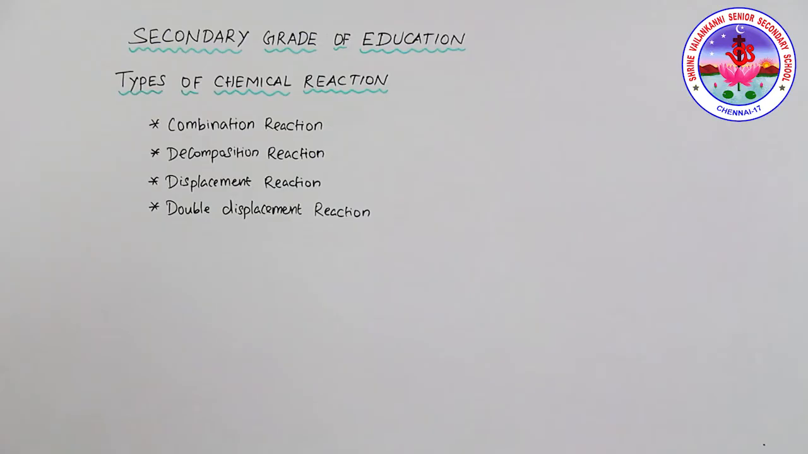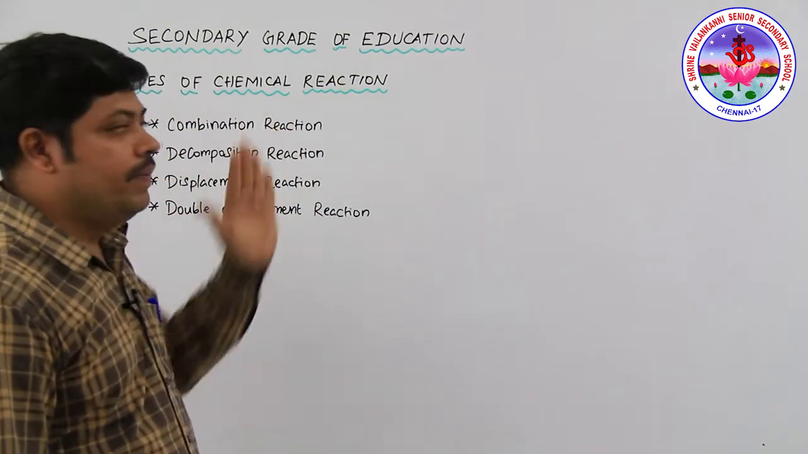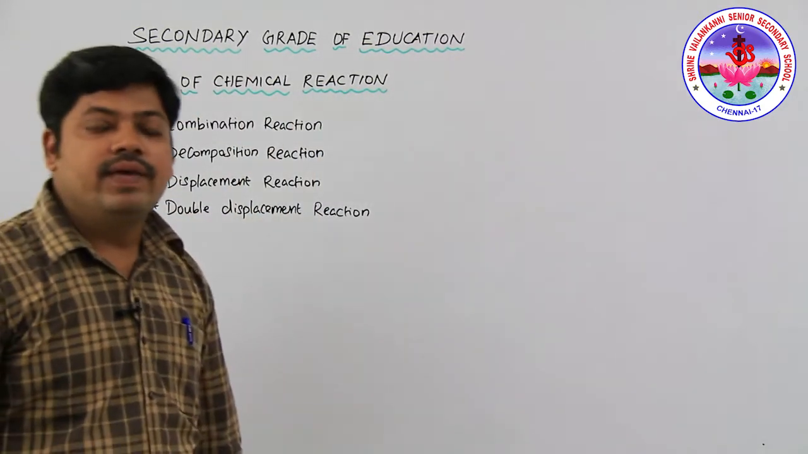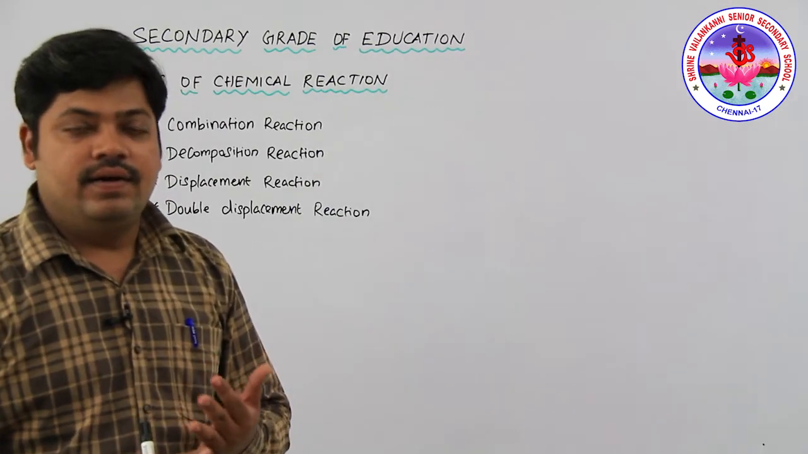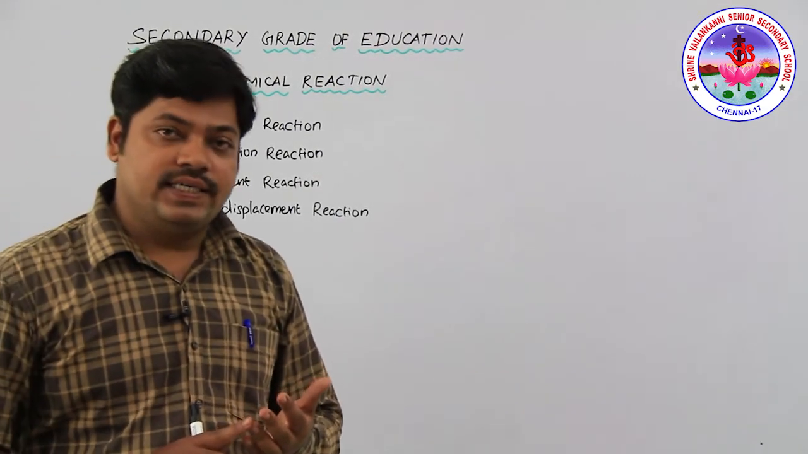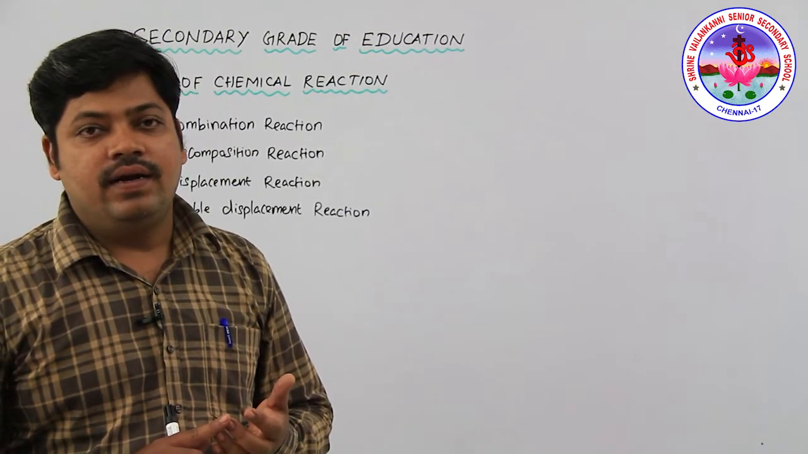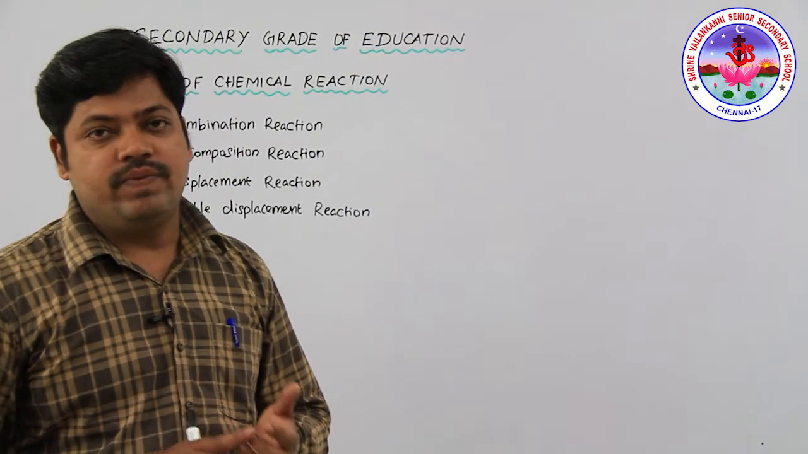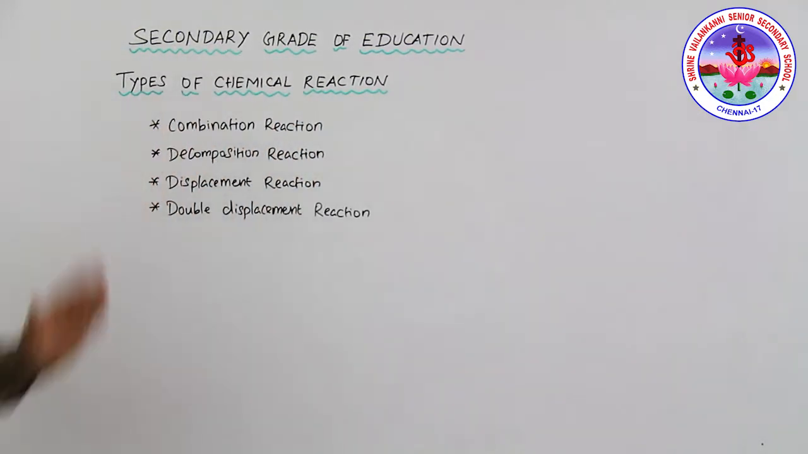of the session. Hi students, today we are going to discuss the types of chemical reaction: combination reaction, then decomposition reaction, the third one is displacement reaction, and the fourth one is double displacement reaction. First we will discuss the combination reaction.